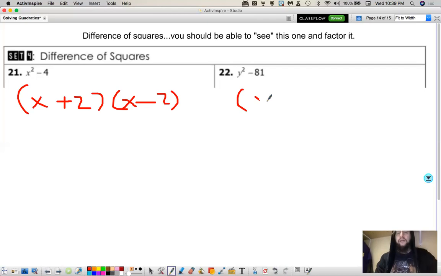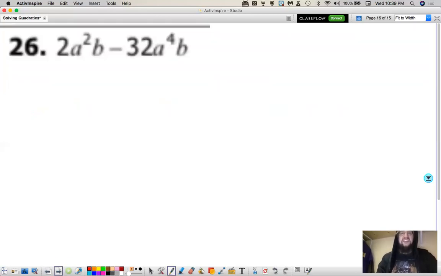Same thing here, y minus 9, y plus 9. These require no work, and it'll save you a lot of time. You can actually just look at them and see that, oh yeah, that's a difference of squares. So these are easy to see. You might have something like this, which is not so easy to see. Ew, yeah. What do I do first? GCF. I got some 2s, I got some A's, and I got some B's. How many A's? I got 2 A's. How many B's? I got 1 B.